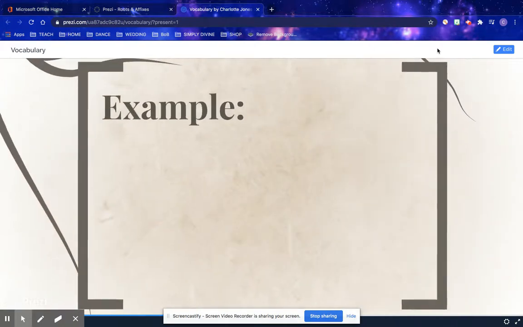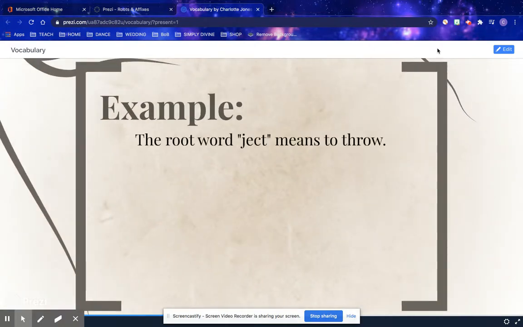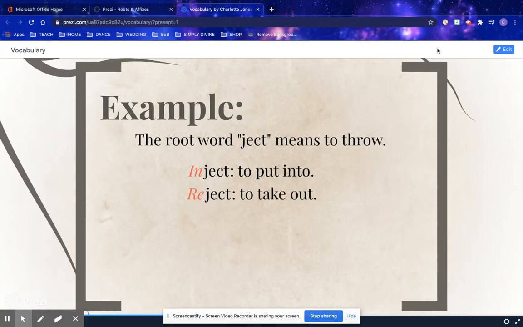So let's take a look at some examples. If I have the root word ject, which means to throw, and if I add the prefix in, I now have the word inject. If you are injected, it means that something is being put into. So if you go to the doctor and you get a vaccine, that medicine is being put into your body. It's being injected. If I have the exact same root word, ject, and I add the prefix re, I now have the word reject, which has a much different meaning than the word inject. Reject means to take out.